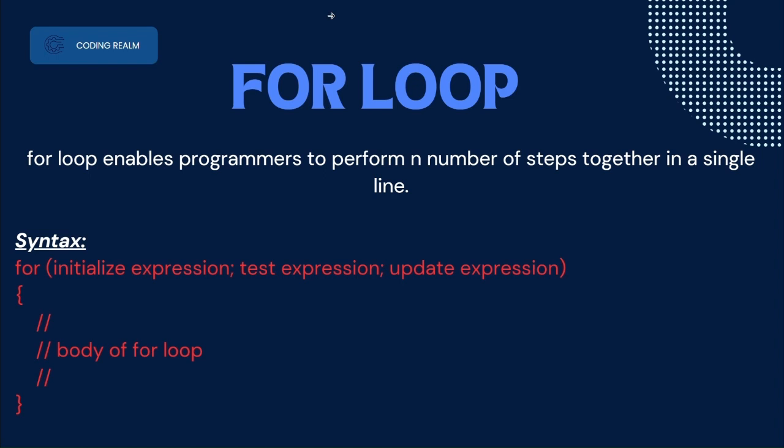For loop. A for loop in the C programming language is a repetition control structure that allows programmers to write a loop that will be executed a specific number of times. A for loop enables programmers to perform n number of steps together in a single line. This is the syntax of the for loop. We have the initialization expression, test expression, and the update expression. And we have the body between the braces.